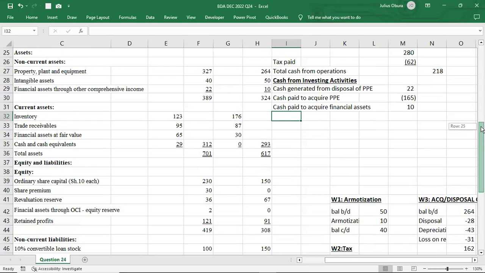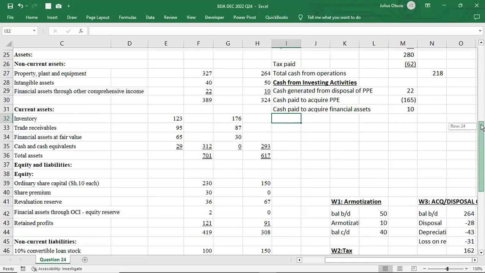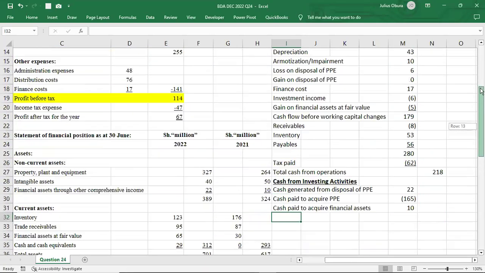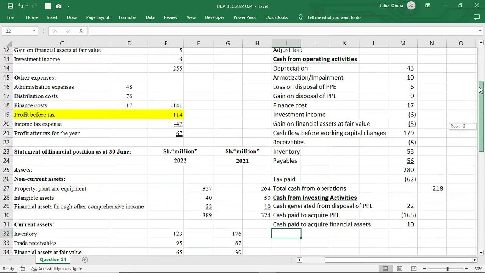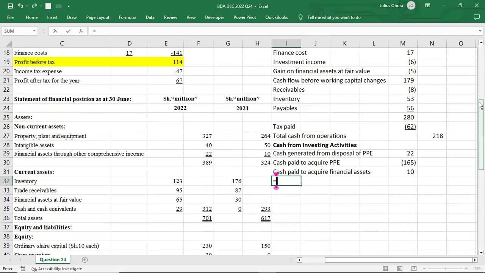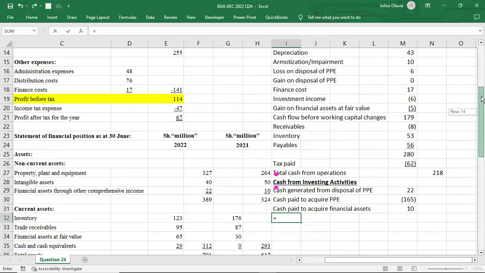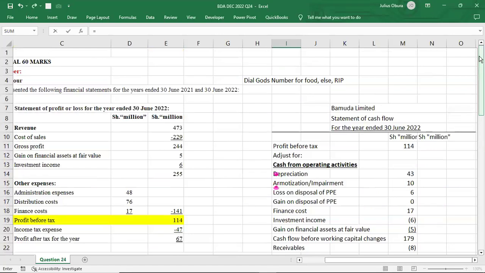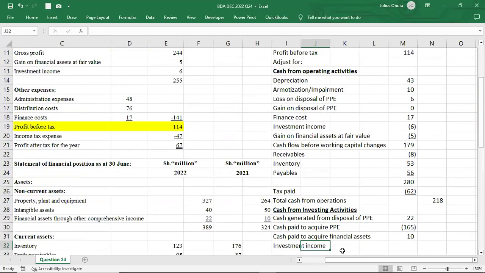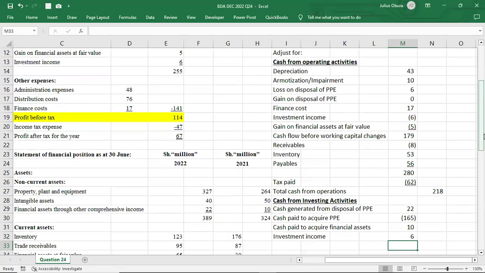But we also had investment income. This one we take directly and put here. The one that we adjusted for from operations, we also just take it and put it directly here. Investment income. And it should be equal to 6.